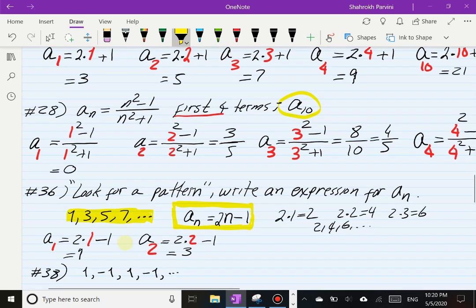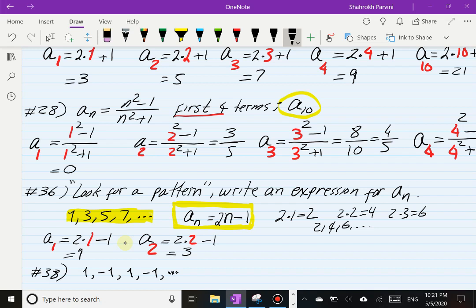Let's take a look at number 38. Now in number 38, that's interesting. You get 1, negative 1, 1, negative 1. So how is this going to work out again? And if you want, you can pause the video and see if you can think of a function that can do this before you see the answer.